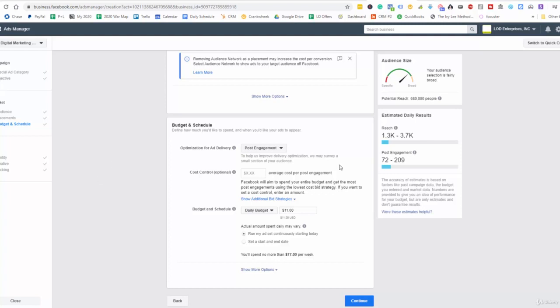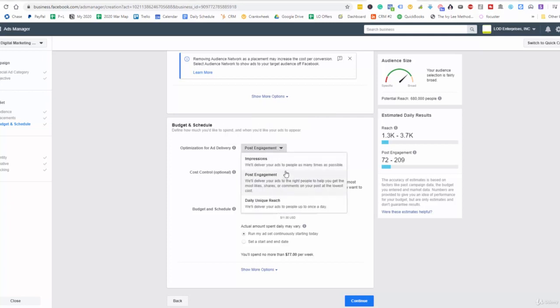So one of the first things that you want to take a look at here is the optimization for ad delivery, okay? And this gives us three different sections here that we can select. The first one here is talking about the impressions. They're going to deliver the ad to as many people as possible, as many times as possible, okay?